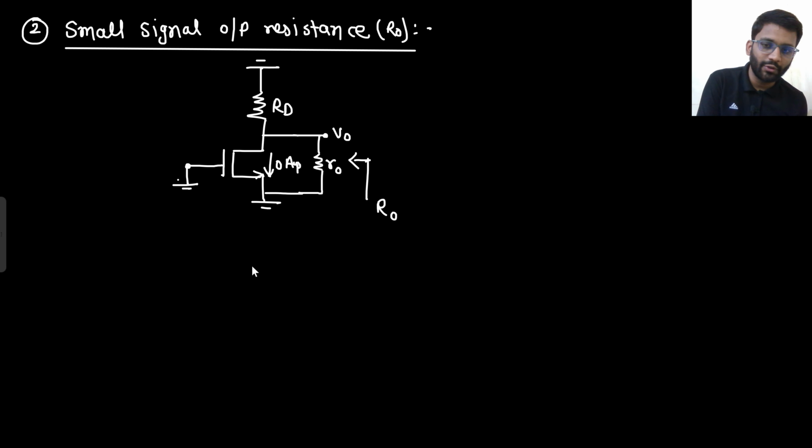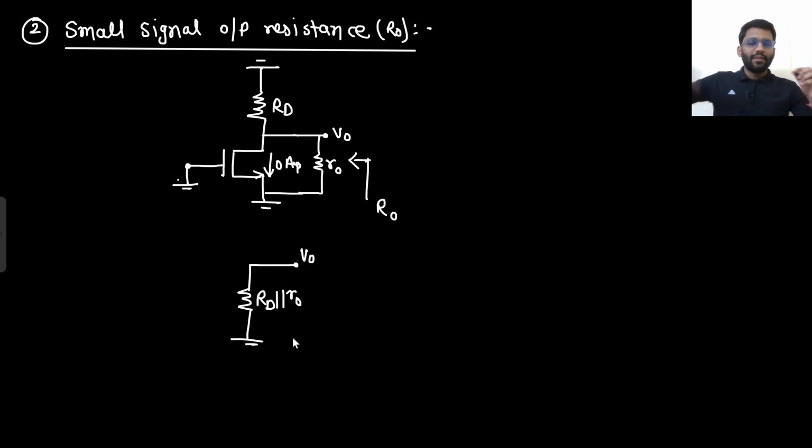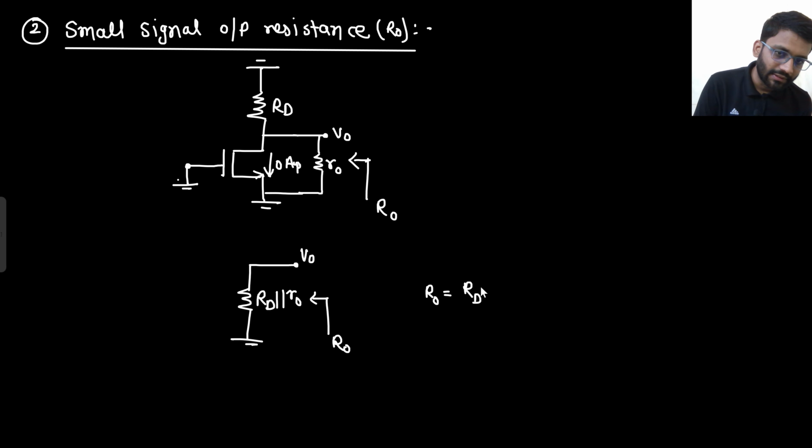So from V0 to ground, what do you see? You see RD parallel with R0. That's it. This is your V0. What did you do? You short circuited the input voltage. So if input is gone, VGS is gone, so MOS is replaced with the open circuit. From V0 to ground, you see RD, and you see R0. So you see RD parallel R0. And from here, you need to tell the resistance. So what is your output resistance? That is RD parallel R0.